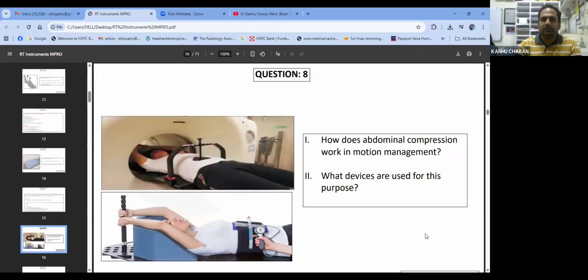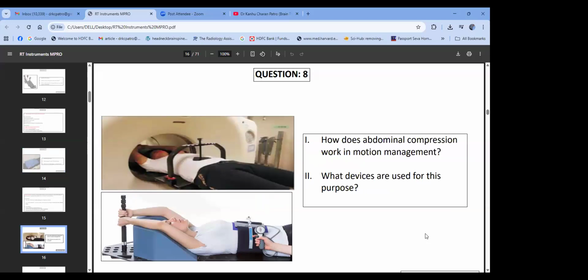Okay, identify. Yes, sir. Mention the purpose. So this is a compression plate or compression belt, which is applied over the abdomen, and the use is to restrict the diaphragm movement, thereby reducing the tumor motion. Okay.